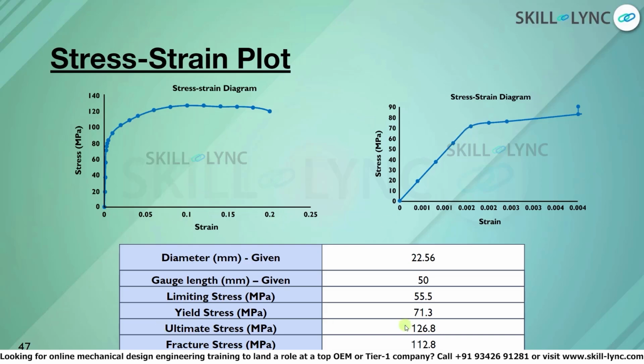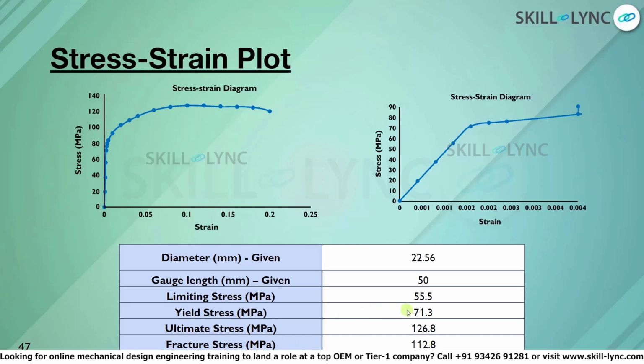And if we can see in the table which is given, the diameter and gauge length is already given for the specimen used. From whatever we have plotted, we have taken the values for the limiting stress, yield stress, ultimate stress and fracture stress. And the values are for limiting stress, it's 55, yield stress it's 71, ultimate stress it's 126 and fracture stress is 112.8.